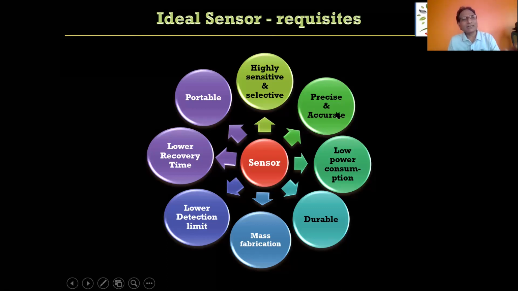Precise and accurate means that if there is a minor variation in the input parameter, your sensor must be able to detect that minor variation. That is very important because, otherwise, if there are variations from 10 ppm to 20 ppm and your sensor is not able to detect those changes in the gas analyte, it is going to be very dangerous. That kind of sensor is not going to be acceptable in industry. So your sensor should be very precise and accurate.